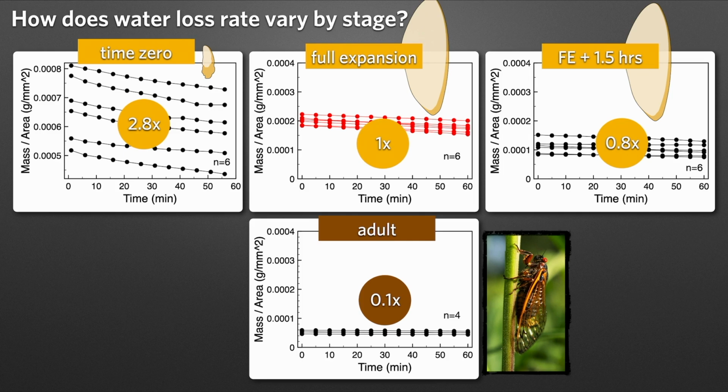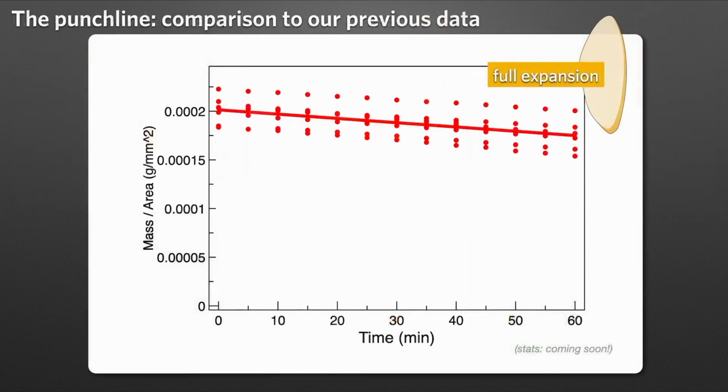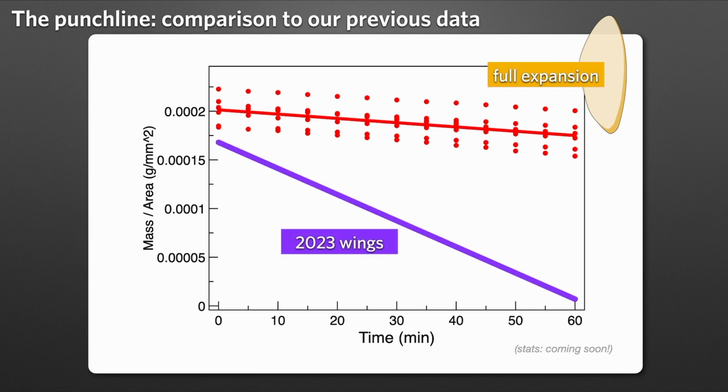Okay, so here's the actual important plot. This is the punchline to our story. We're going to compare it to our previous data. These are the full expansion wings, the water loss rate for those samples. If we now put the regression line from our 2023 data, what you can see here is that these are quite different. How different, we haven't quantified that yet. But you can see there that the water loss does not fully explain the mass loss that we saw in this other experiment. There is something else that is big that is going on.